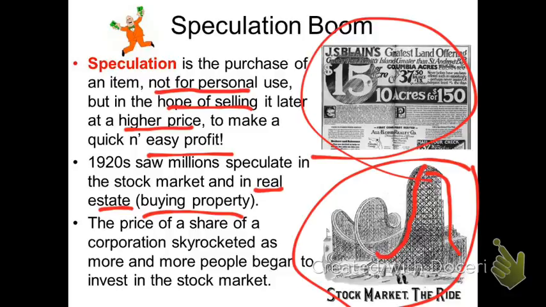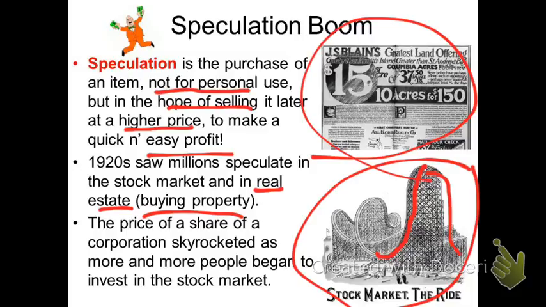But anyway, getting back to the speculation boom, people were buying stocks, buying property, hoping to flip it, turn it around, and sell it in a relatively short period of time and make a good profit. Again, nothing really wrong with that. People have been doing that for a long, long time. The problem was a lot of them were borrowing money in order to do so. And the more that they borrowed, the more they could buy, the more profit they could make when they sold it.